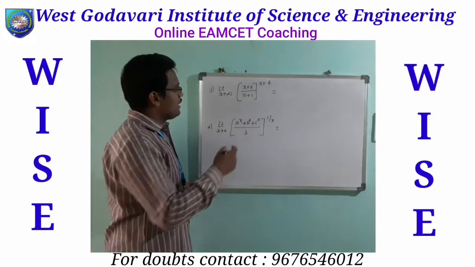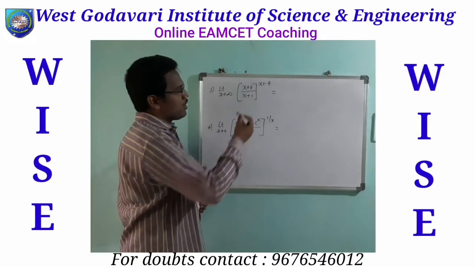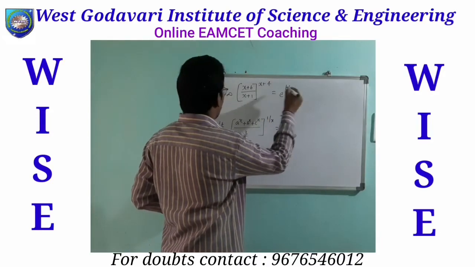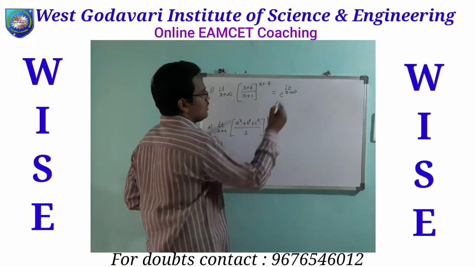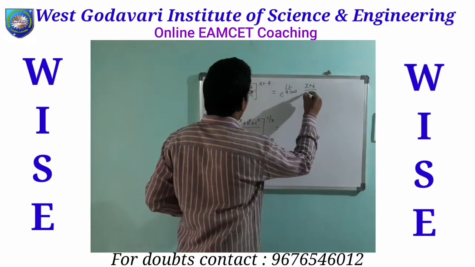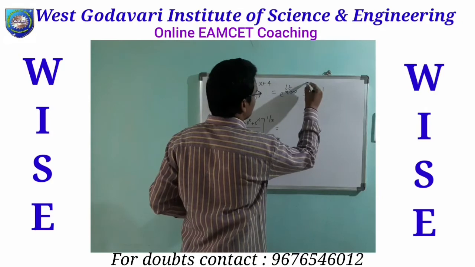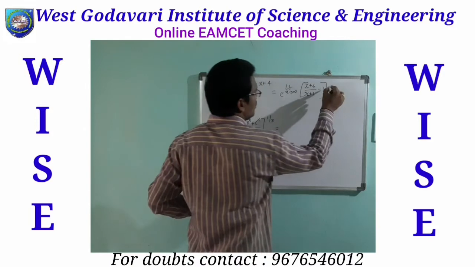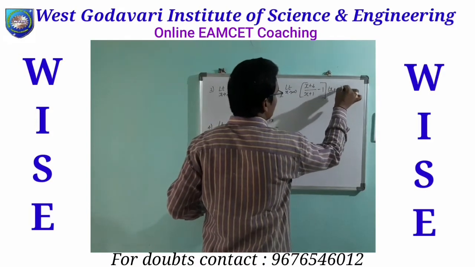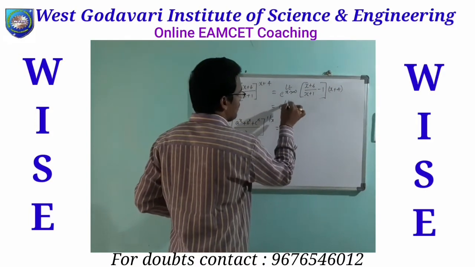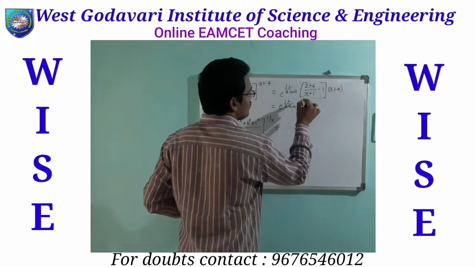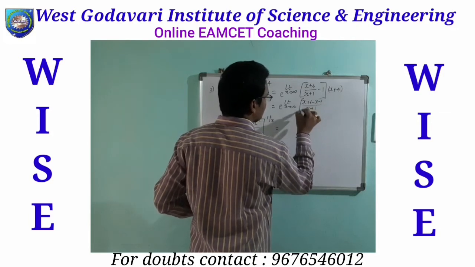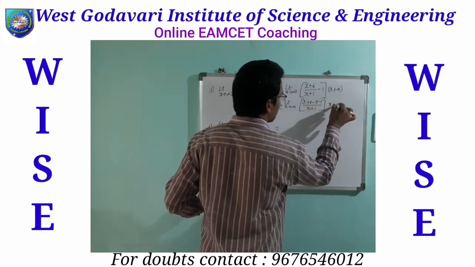Limit x tends to infinity, (x plus 6 by x plus 1) whole to the power of x plus 4. Here the e power limit x tends to infinity. So cut down the tree, x plus 6 by x plus 1 minus 1. The monkey comes down, and in the monkey's place, the x plus 4. So into x plus 4. So that is equal to e power limit x tends to infinity, x plus 6 minus x minus 1 by x plus 1, taking LCM, into x plus 4.